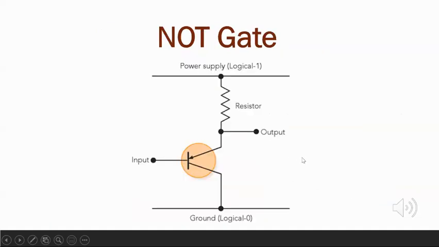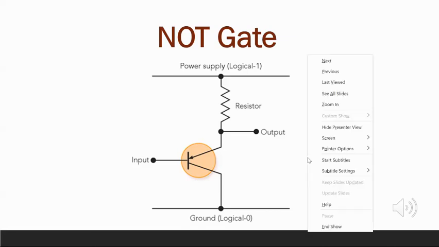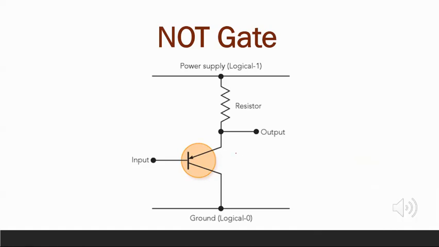We can implement the logic using circuit gates. The NOT gate needs one transistor. When the input is at a high level, the transistor is conducting so that the output is pulled down to the ground. Therefore, the output is at a low level.